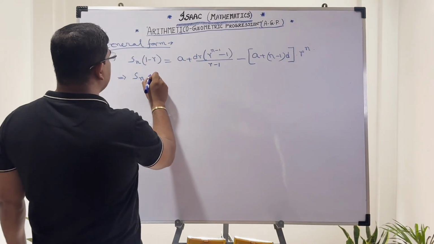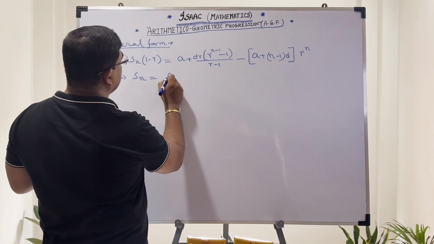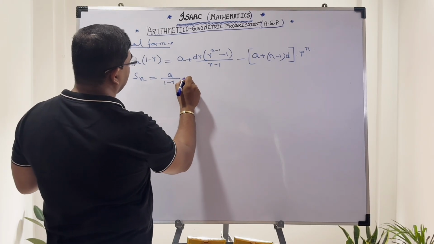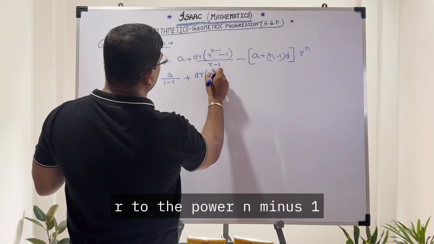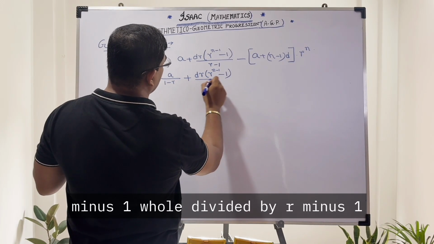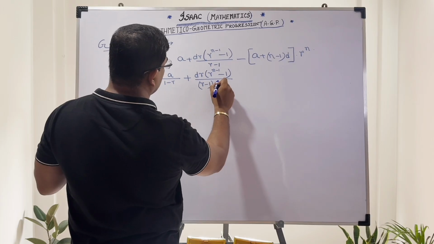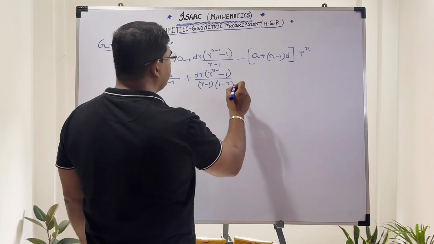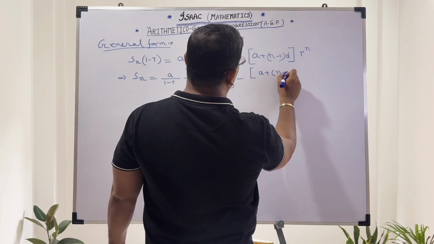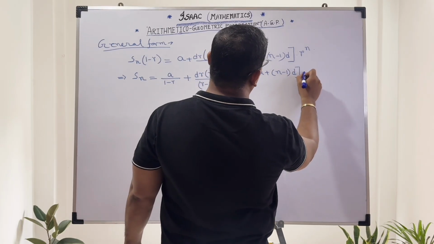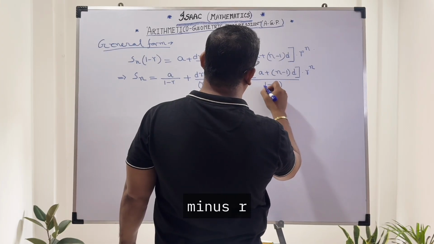Dividing both sides by 1 minus r, we get Sn equals to A by 1 minus r plus dr into r to the power n minus 1 minus 1 whole divided by r minus 1 into 1 minus r minus a plus n minus 1 whole into d into r to the power n whole divided by 1 minus r.